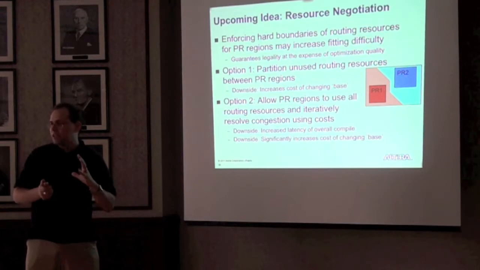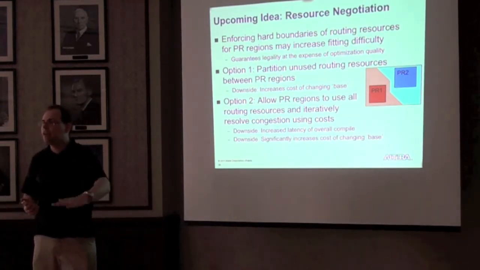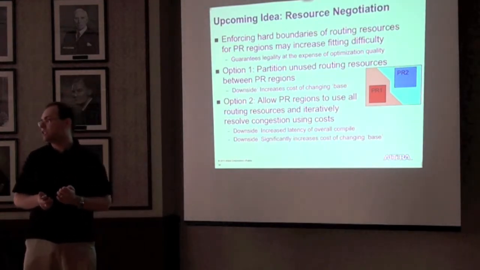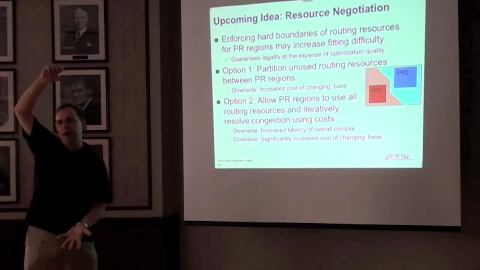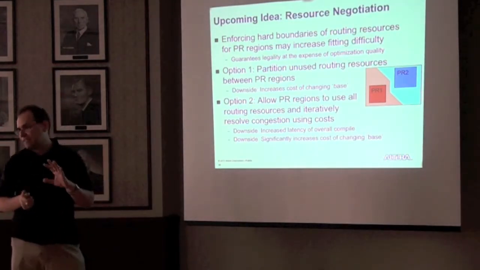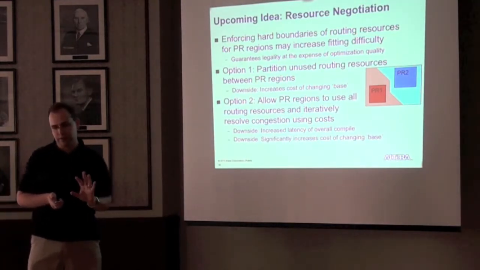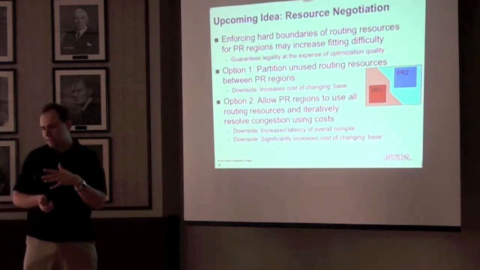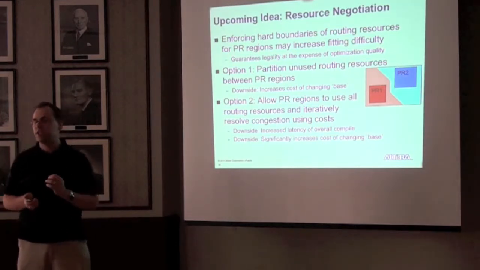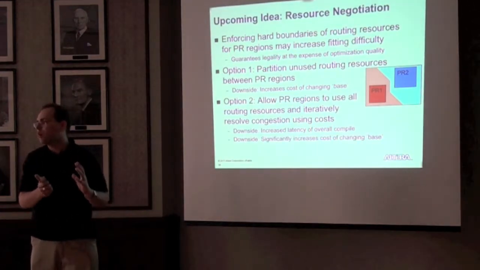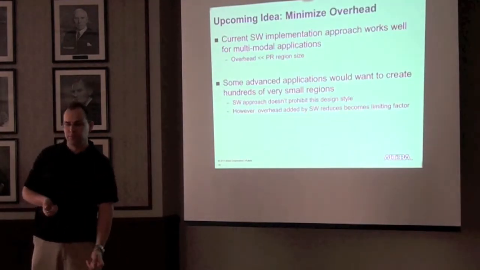Secondly, probably more complicated, is that you can actually allow regions to use any routing resource that they want, and create an outer loop to iteratively resolve congestion using a cost-based system. This is similar to negotiated congestion, but at a macro scale. And instead of the BPR router, which I think has tens or hundreds of iterations, we probably only do 2 or 3. So this again increases latency of the overall compile, and it can significantly increase the cost of changing the base. But if you have a difficult PR problem and you're fairly sure you don't need to change it, that idea will allow maximum optimization potential.